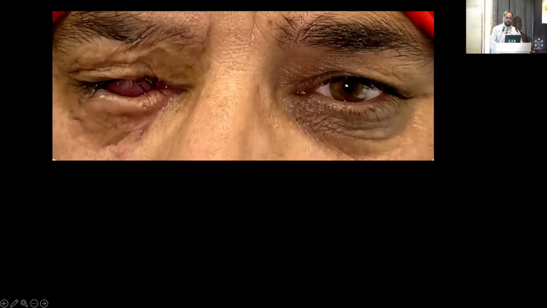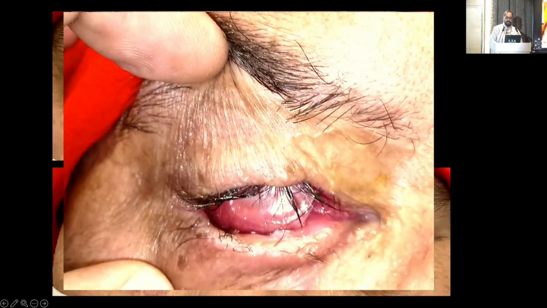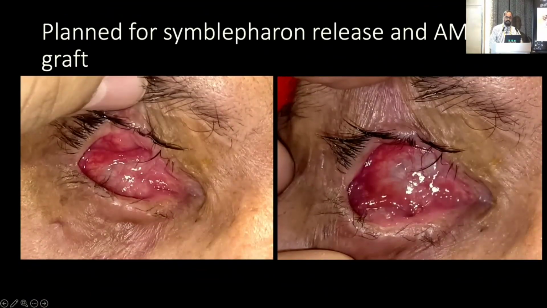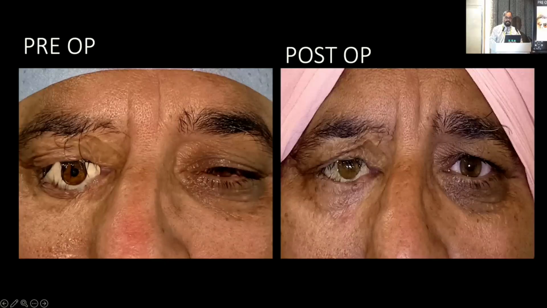After fornix formation suture, this was the condition of the patient. There was a good lower fornix which was formed, and the patient was able to close the eye, and you can see the conformer is well fitted in the lower fornix. But the problem was still there. There was an upper symblepharon formation. So the patient was planned for a symblepharon release with AMG graft, and this was the condition after that. After sufficient space was formed, the patient was planned for a COP, and you can see the patient was in a much better condition, and he was not concerned about the lower lid entropion which was occurring now. So this is the pre-op picture and the post-op picture.